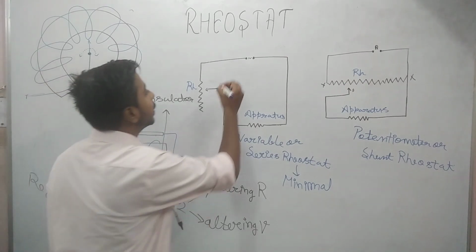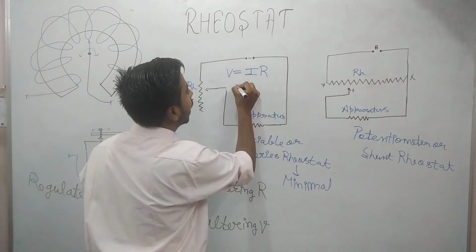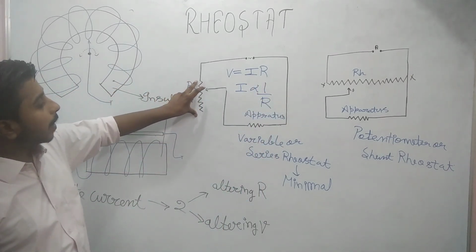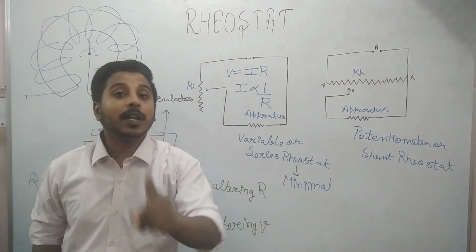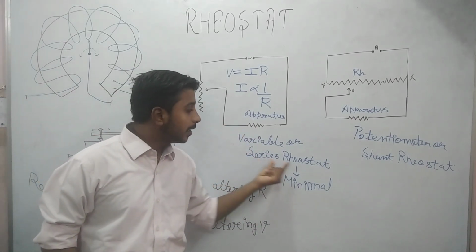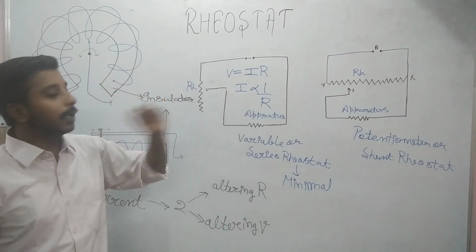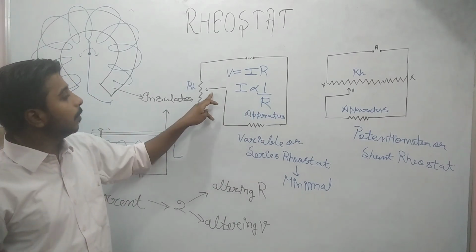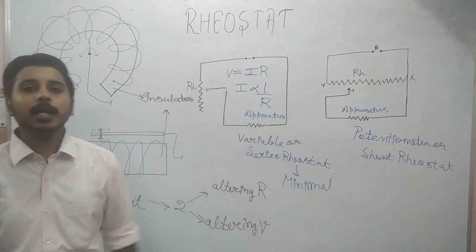And how is it related? It is V is equal to IR, and current I is inversely proportional to resistance. If I use this part of rheostat, resistance will be high, so current will be less. But current will be there. Current is never zero in a variable or series rheostat. It is minimal, but it never reaches the value of 0. So when resistance is high, current becomes low, and if I use less part of the rheostat, then resistance will be less and current will be more.